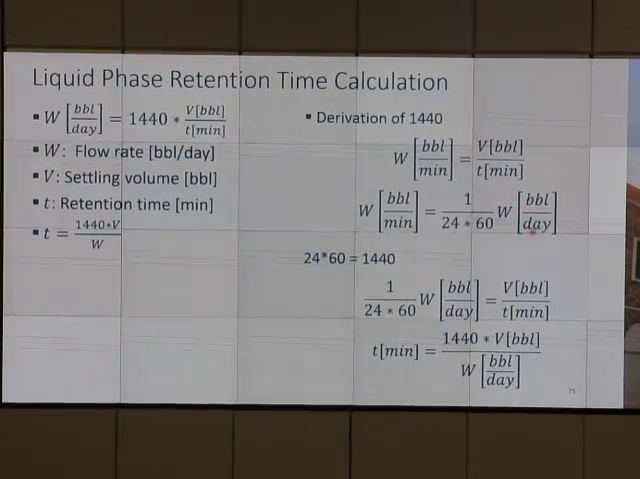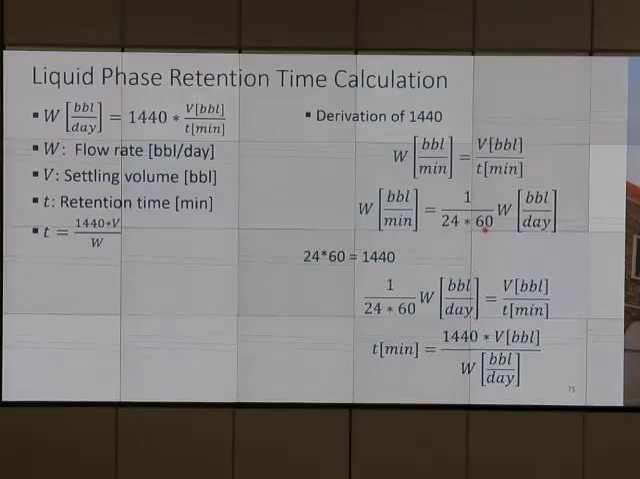So if W is expressed in barrels per day, it has to be multiplied by 24 and 60 to be barrels per minute, right? Or rather divided by, because the amount of barrels per 1 day is a lot. But if we have just 1 minute, it's a fraction of that much, right? So we divide by 24 and divide by 60. 24 multiplied by 60 is 1440. Believe me, I used a calculator and did that.